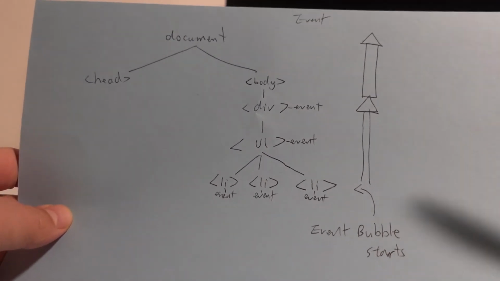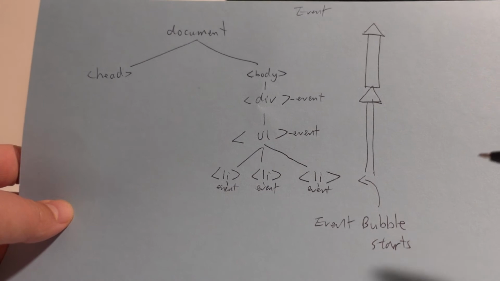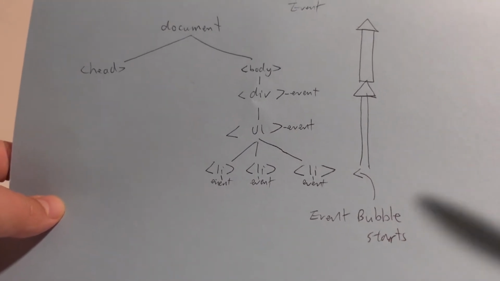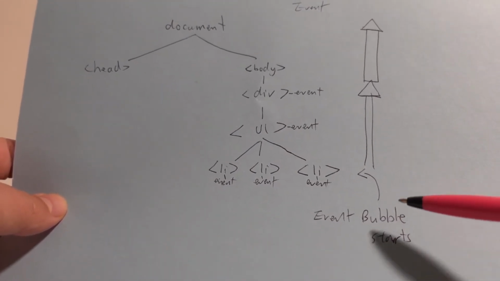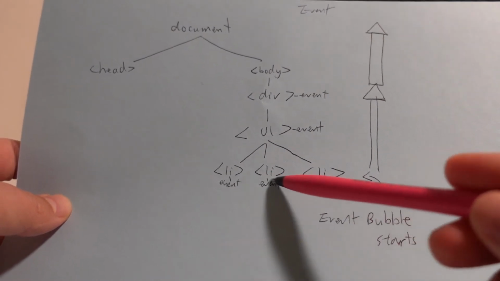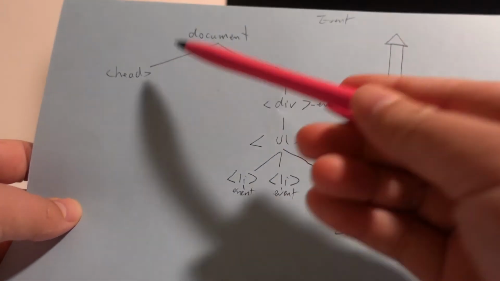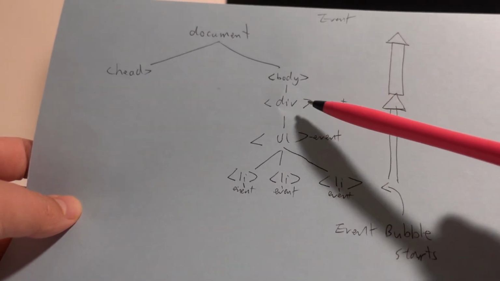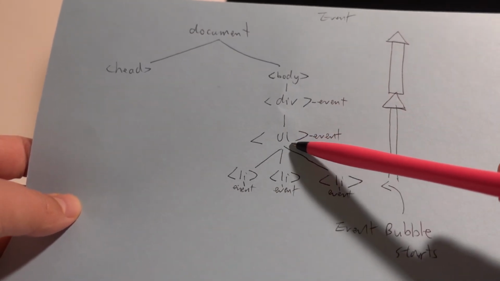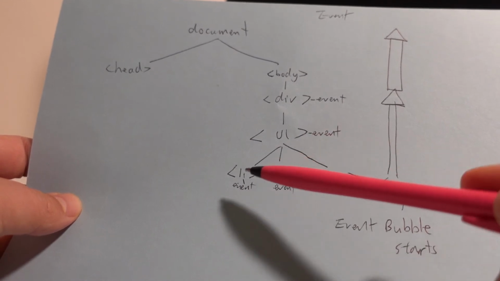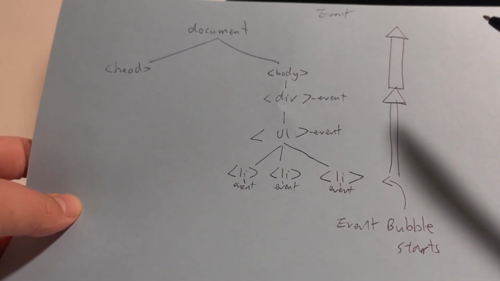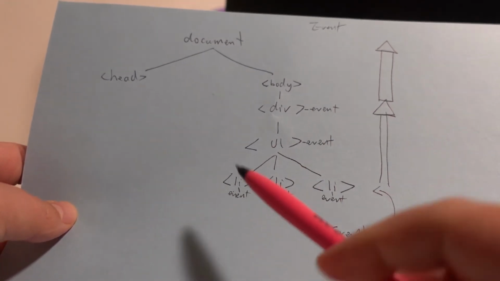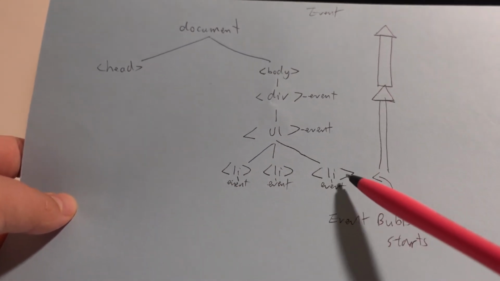So here's the visualization of the event bubbling. The event bubbling starts at the most inner elements, right? So this is document. We have the head tag and the body tag, and inside the body tag we have a div tag, and then inside the div tag we have a ul right here, and inside the ul I have three children. And each of these elements has an event coming in, right?